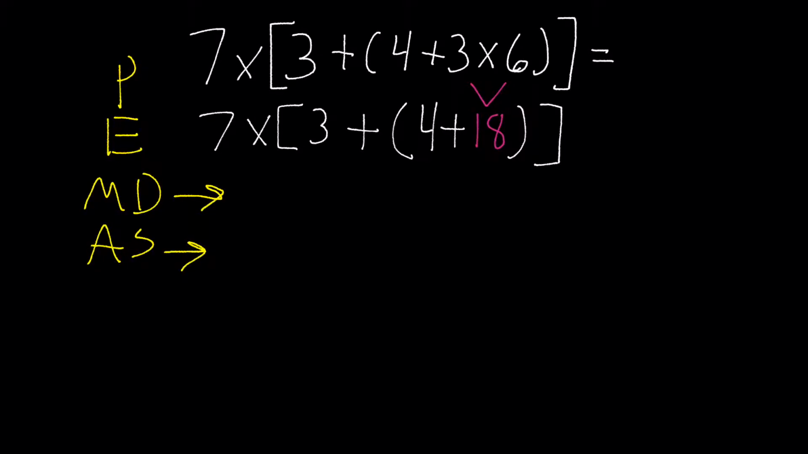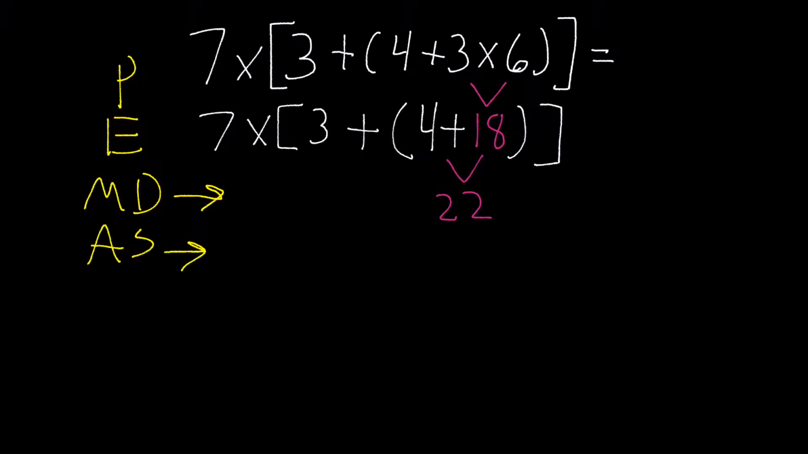Now we solve our next part. We have 7 times bracket 3 plus parentheses 4 plus 18. Well, we have parentheses inside brackets, so we have to solve this part next. 4 plus 18 gets us 22.